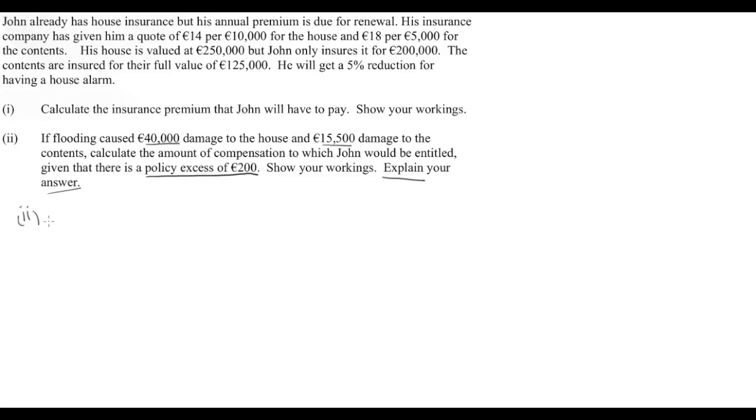Now, in part 2 of the question, we have to look at a claim, and they've given us figures here for the amount of damage that's been done because of flooding. 40,000 damage was done to the house, and 15,500 damage was done to the contents. We have to calculate the amount of compensation, and we have to take into account that there's a policy excess of 200. You usually have an excess whenever you have an insurance policy.